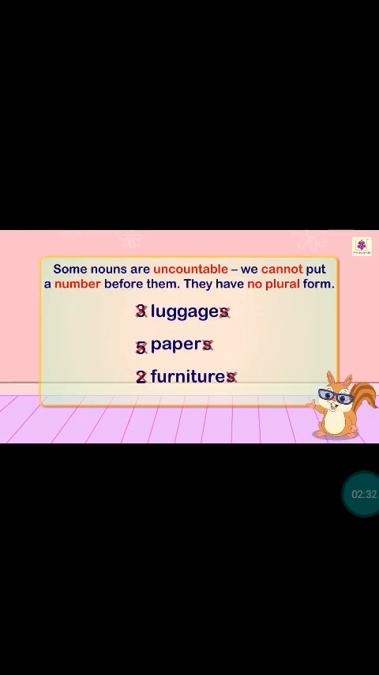Likewise, uncountable nouns don't have plural forms. We cannot say luggages, papers, furnitures. Why? Because we don't know how many they are, right? That is the reason we cannot add a number before them, and they also don't have any plural form.